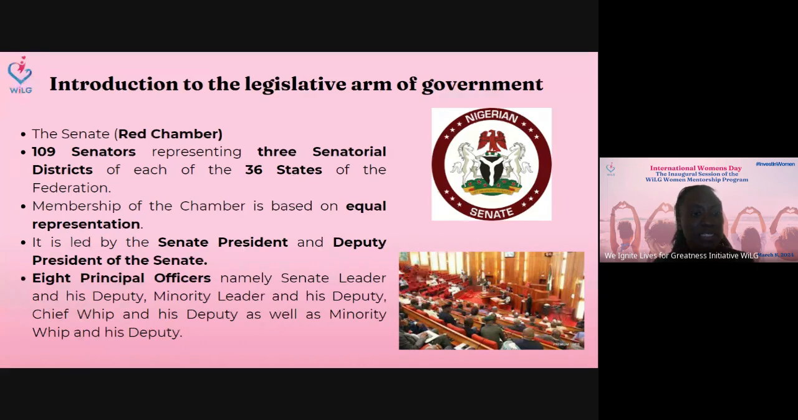You have the Senate leader, the deputy Senate leader, majority leader, his deputy, chief whip, his deputy, and minority leader and his deputy as well. So you have these leadership positions in the Senate, but they are all seen as equals, but they also have to have people who would lead, right?